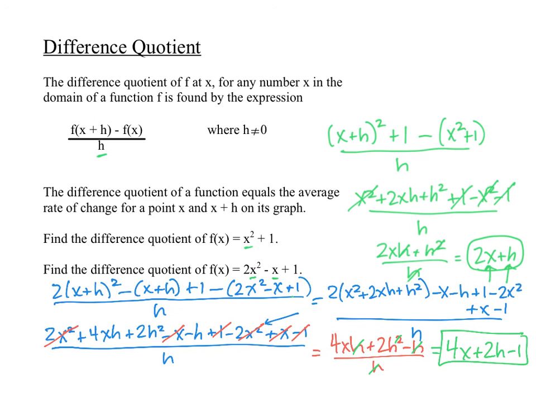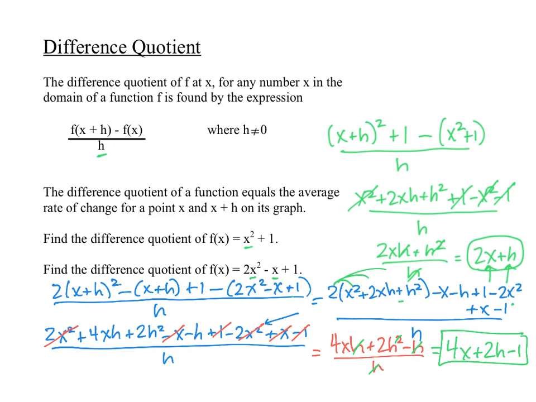I FOILed out the x plus h squared. I distributed the minus on the original function over here. Then I distributed the 2. And then I looked for things that cancel, and of course 2x squared and 2x squared, and x and x, and 1 and 1. And you end up with this here in red. And then the h's, as long as each term had an h, I can cancel those h's with that division of h. And I'm left with 4x plus 2h minus 1.